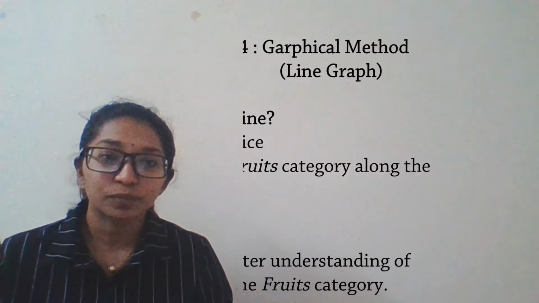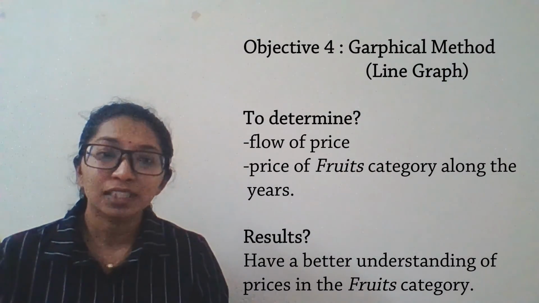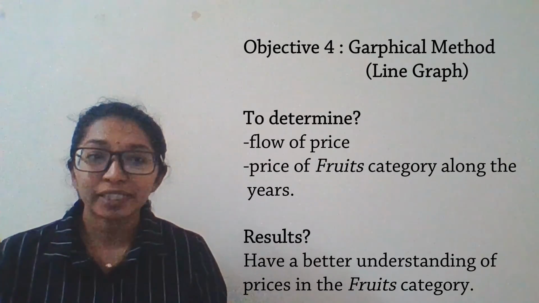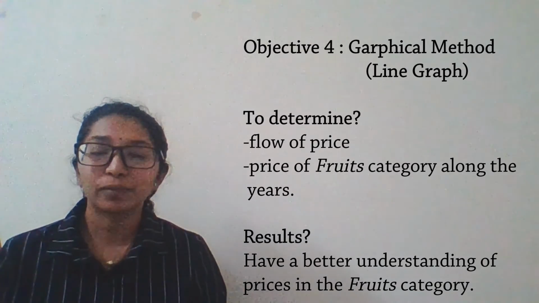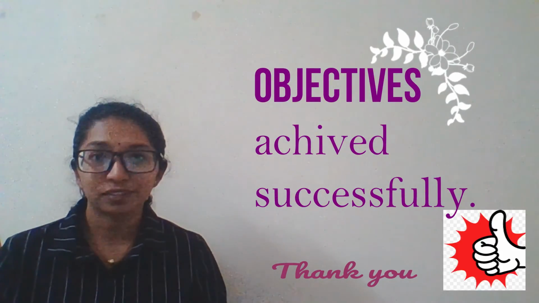For the fourth objective, we have used a graphical method too, where we have analyzed the quantitative data in a line graph to have a better understanding of the prices of food by category. The conclusion is we have achieved our objectives.